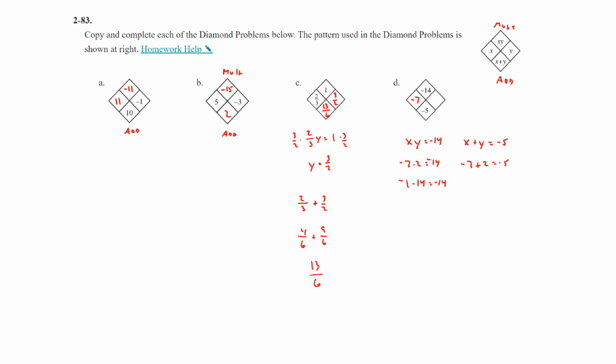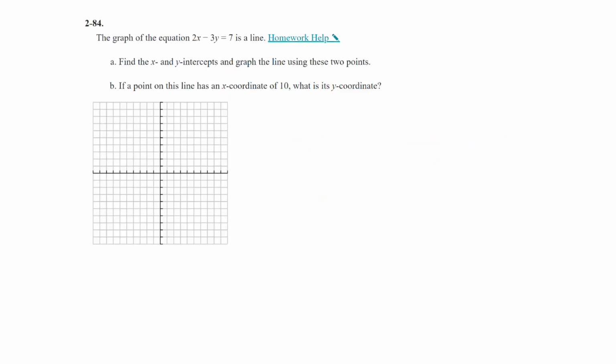I'll put the -7 here and the positive 2, but either way it's going to multiply to give you -14 and add to give you -5. Question 84, the graph of the equation 2x minus 3y equals 7 is a line. Find the x and the y-intercepts and graph the line using these 2 points.